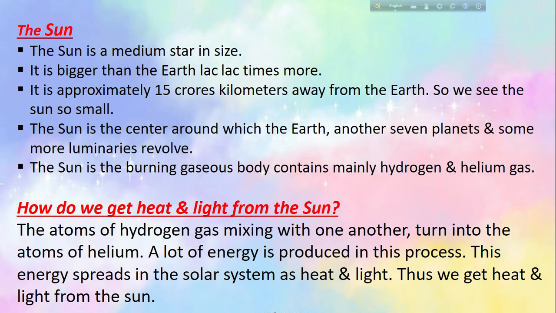So how do we get heat and light from the Sun? The question may arise. The atoms of hydrogen gas mix with one another and turn into the atoms of helium. A lot of energy is produced in this process, and this energy spreads in the solar system as heat energy and light energy. Thus we get heat and light from the Sun.